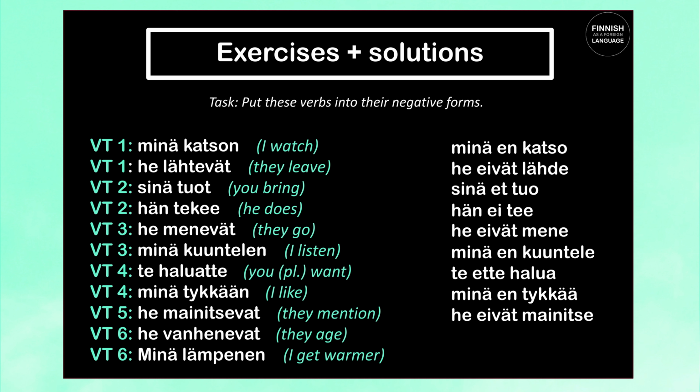Alright, verb type 6. He vanhenevat means they age. We want to form the negative present tense out of it, which is he eivät vanhene. They don't age. And our last one, minä lämpenen, means I'm getting warmer. The negative form is, perfect. It's minä en lämpene. Minä en lämpene. Also, this verb is affected by the consonant gradation, and its basic form is lämmetä, which means getting warmer or to heat up.